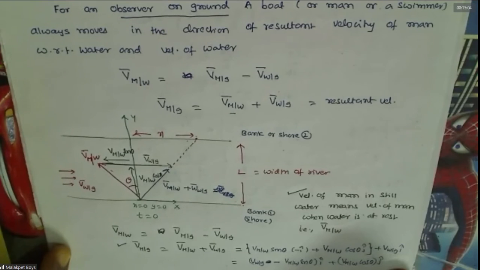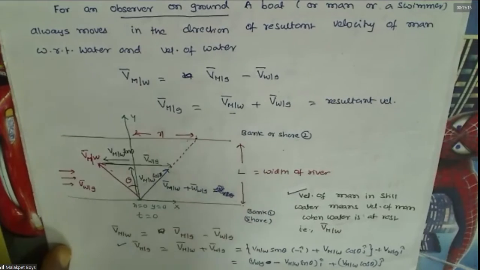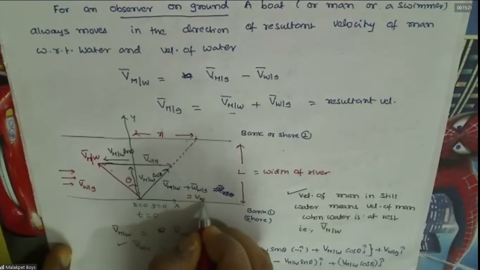Sir, in this diagram, velocity of man with respect to ground, where will it come, sir? Velocity of man with respect to ground. Where? This one only, no? Here. Sum of this, what is this? This is only velocity of man with respect to ground, no? Yes, sir.